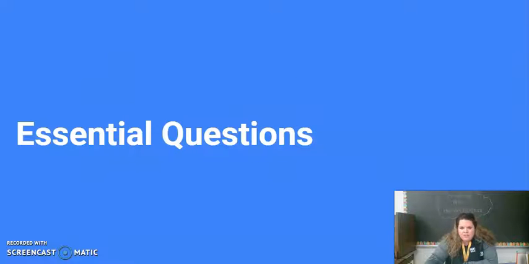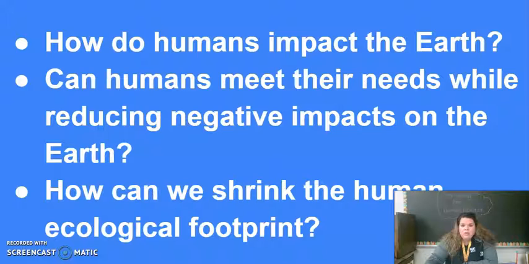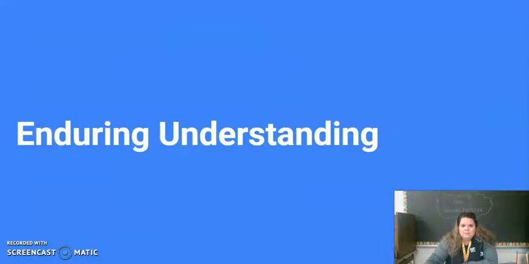We have some essential questions for this unit. They are, how do humans impact the earth? Can humans meet their needs while reducing negative impacts on the earth? And how can we shrink the human ecological footprint?